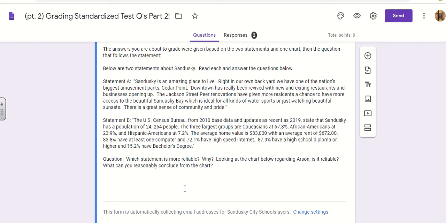When we talk about reliability, just can we believe this for sure? Even though you might share that opinion, that is an opinion. This can be backed up. We can go to the U.S. Census Bureau and we can find all of this data. We can find all of this data somewhere. So this is the much more reliable statement. Statement B is infinitely more reliable because it's based in facts. That's something we're going to try to reinforce over and over again.